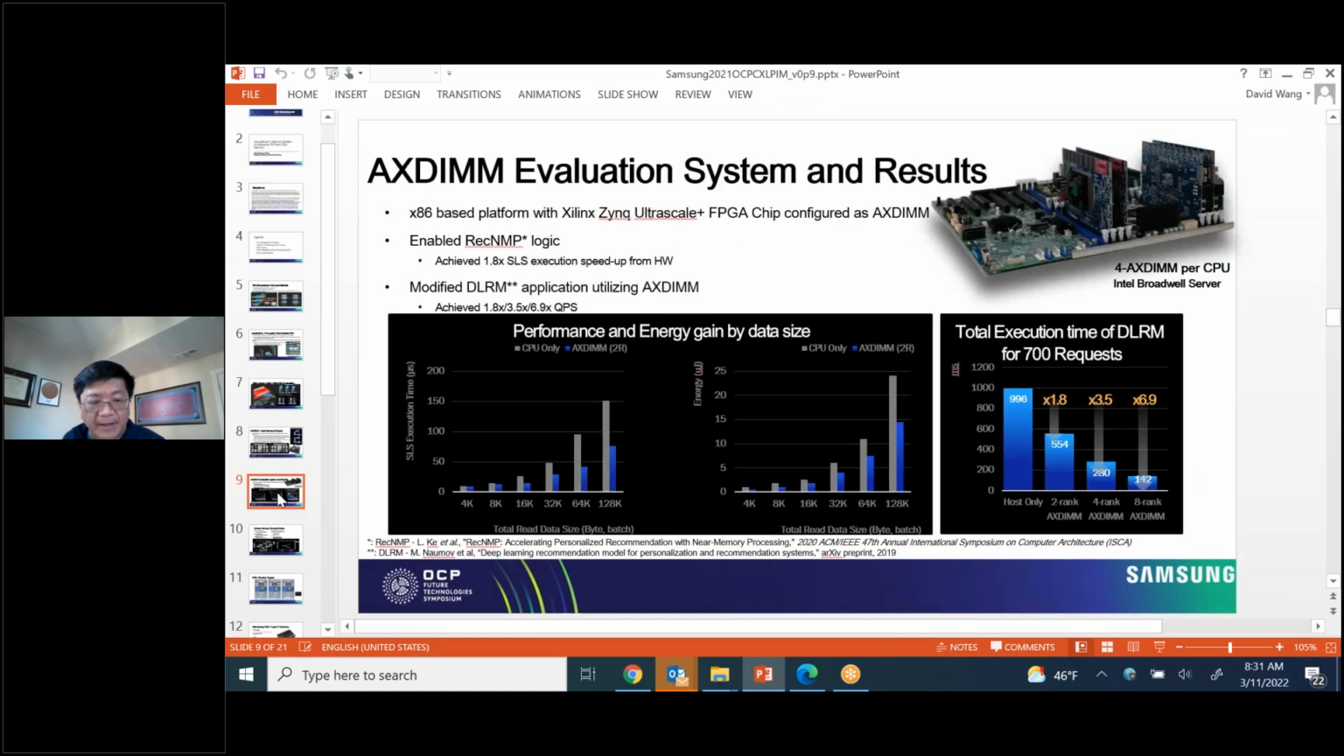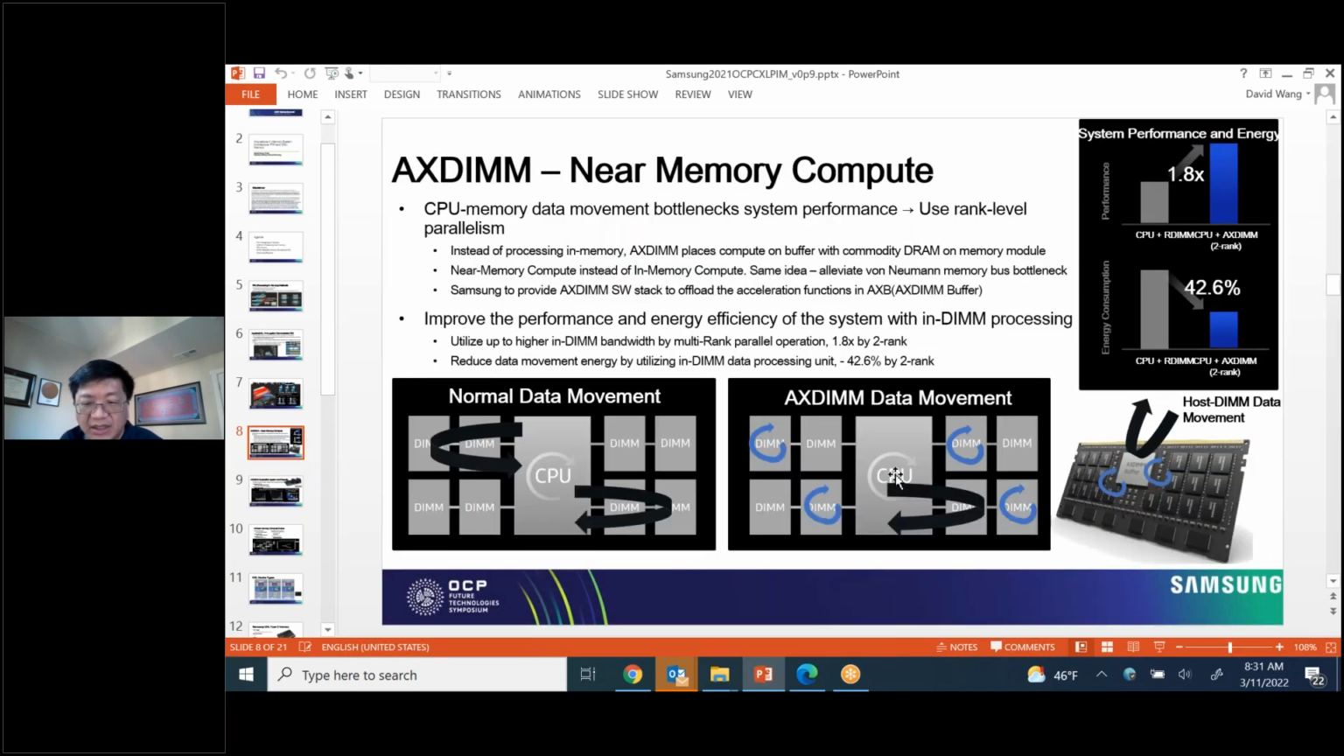Sorry, did you say you've got acceleration in the buffer chip, or is it the same DRAM chips that you were just talking about? This is a DDR4 module basically. They build a DDR4 module with a gigantic memory buffer unit, and the acceleration is in the buffer device itself. They're standard memories in this one.